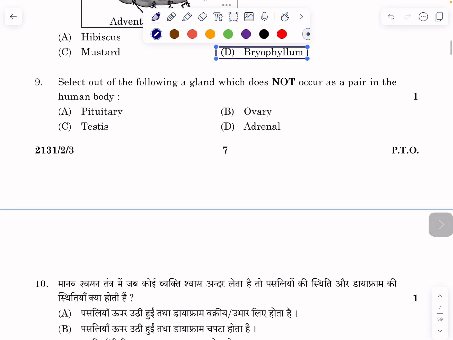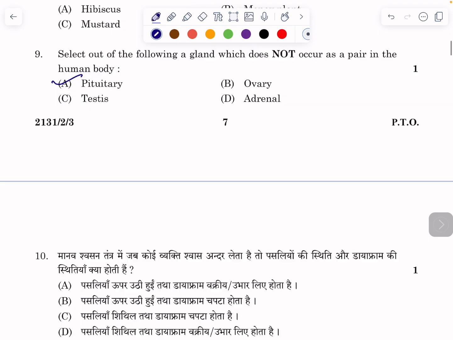Select out the following glands which does not occur as a pair in the human body: pituitary gland, ovary, testes, adrenal. B, C and D exist in pairs in the human body, but the pituitary gland is single. It does not exist in a pair in the human body. Pituitary gland is the answer.